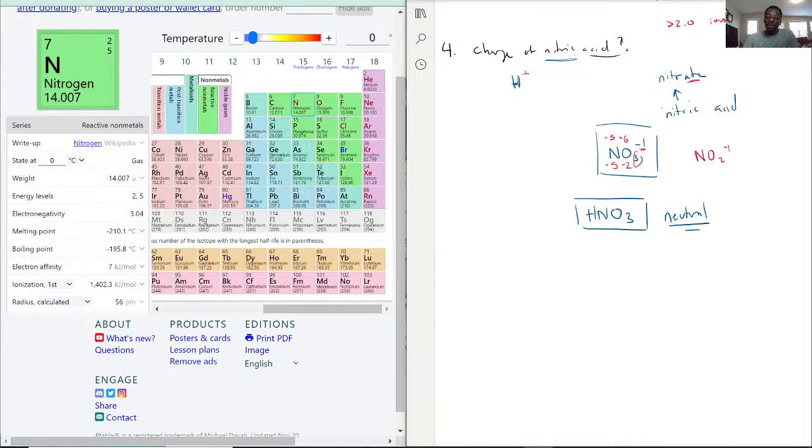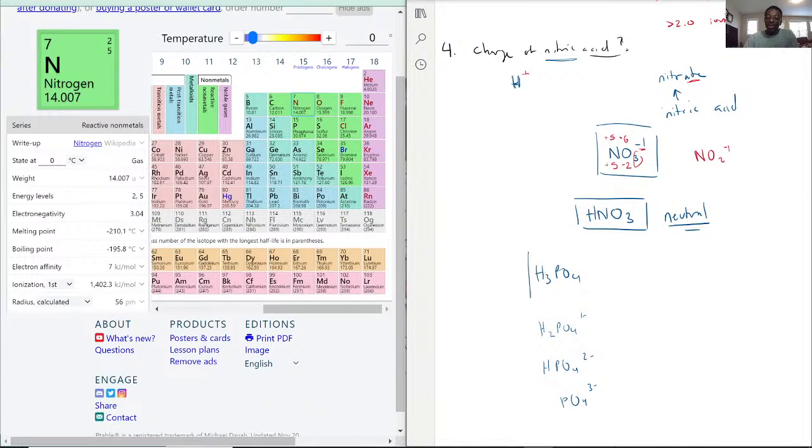A better example would be H3PO4, which is phosphoric acid, and this has still neutral charge. You take away one hydrogen, H2PO4, and now we're dealing with dihydrogen phosphate, which is -1. Take away another hydrogen, and now we're dealing with hydrogen phosphate, which is -2. And if you take away that last hydrogen, we have this phosphate ion, which is 3-. So 1-, 2-, 3-. That is what we're dealing with here in regards to the charges.